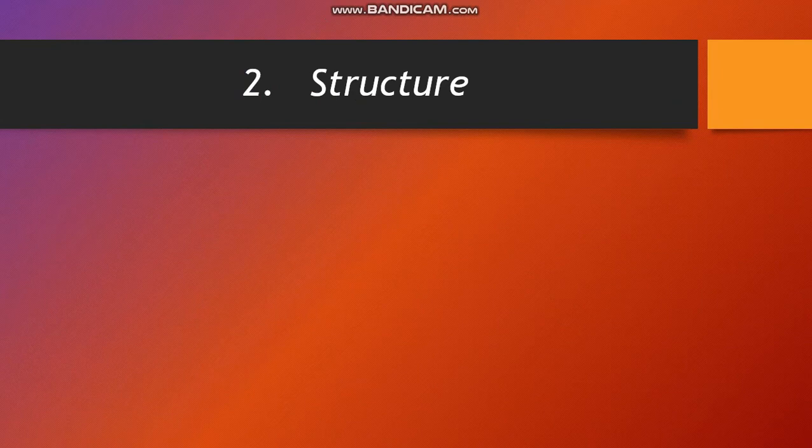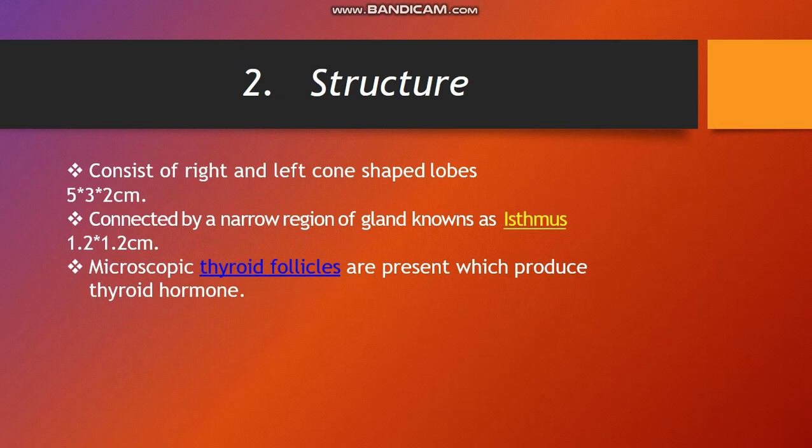Structure: it consists of right and left cone-shaped lobes, 5 into 2.3 into 2 centimeters, connected by a narrow region of the gland known as the isthmus, 1 into 2 into 1.2 centimeters. Microscopic thyroid follicles are present which produce thyroid hormone.